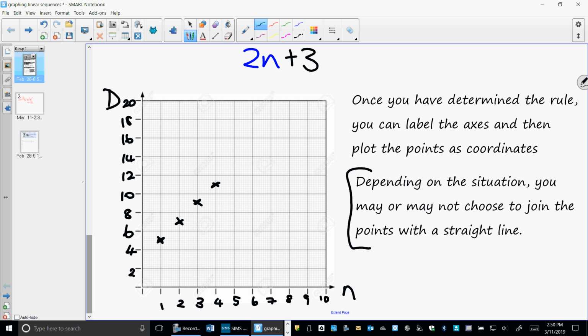Okay? So for this one, I wouldn't join it up because you're not going to be asked about the values in between. But what we could do is continue our pattern, couldn't we? So we could see that our other crosses would go up looking like that.